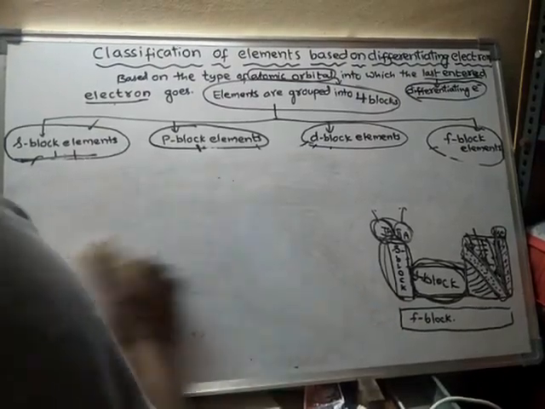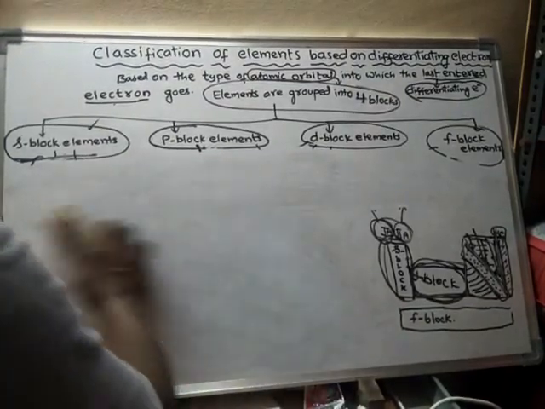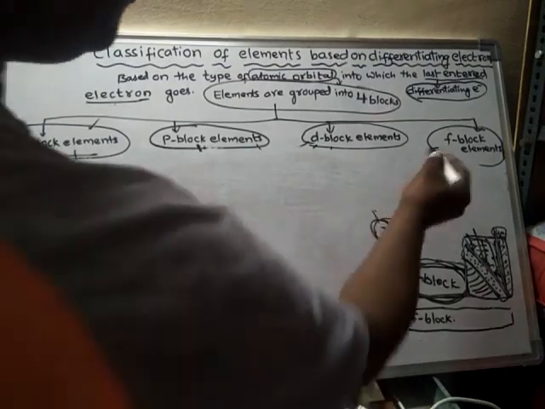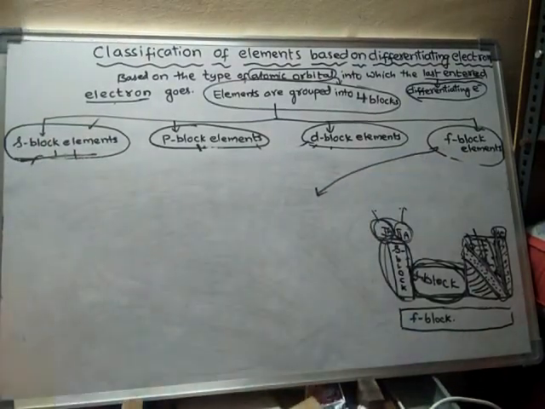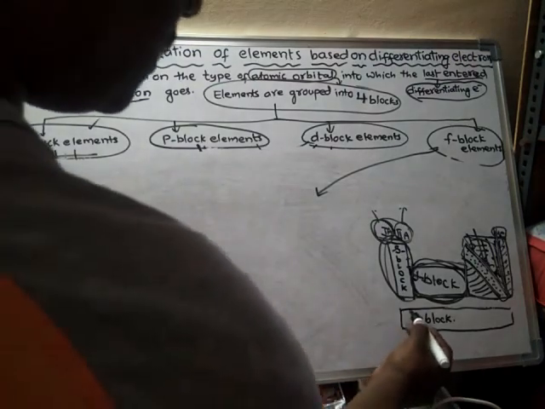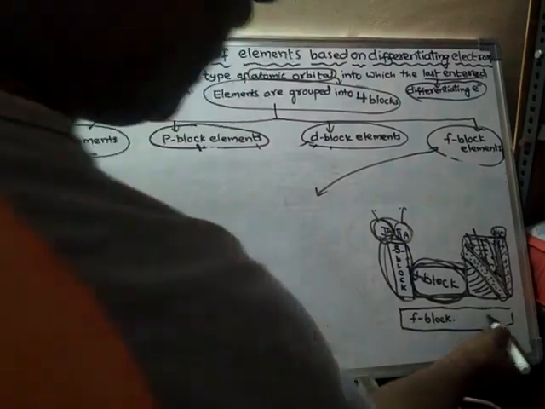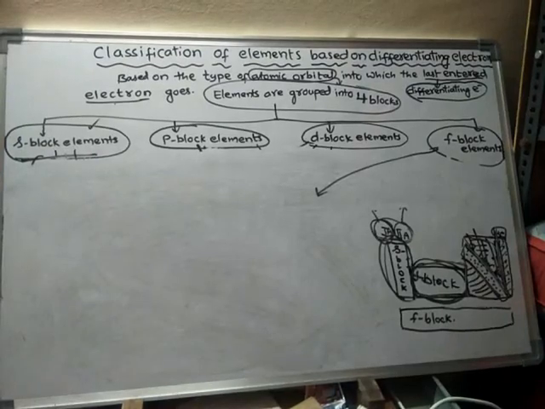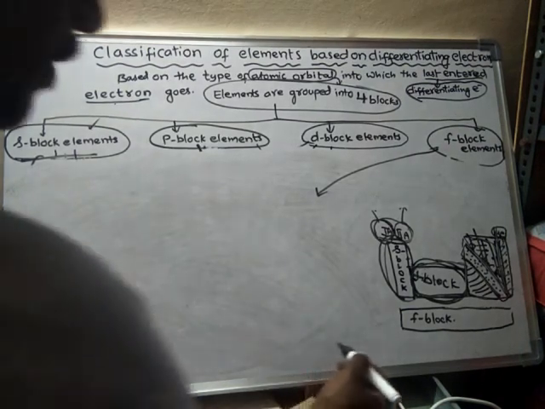Now, the final thing is discussion about F block elements. What are F block elements? See, F block elements, where are they present? They are present at the bottom portion of the periodic table, below the main body of the periodic table. F block elements are placed separately at the bottom of the main periodic table. Okay, next.